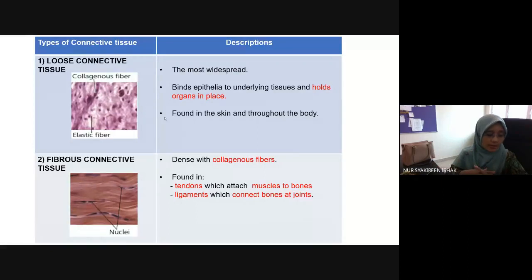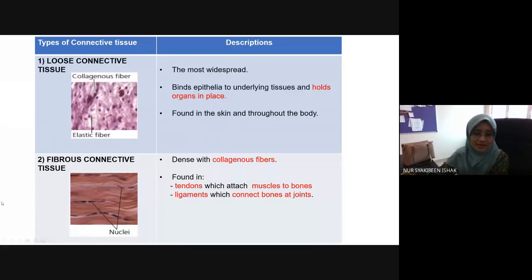So satu-satu kita tengok, okay, loose connective tissue, it is most widespread. It binds epithelia to underlying tissue and holds organ in place. So your skin is an example of organ, okay. So it holds the organ, your skin in place daripada bergerak lah, kan. Kalau tak boleh lah gerak-gerakkan skin awak. It is to hold your skin in place, okay, found in skin and throughout the body.